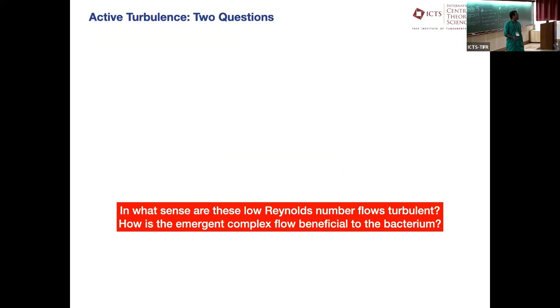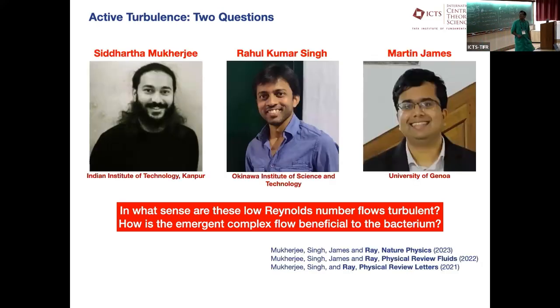And the question that naturally arises for someone like me with a background in classical turbulence is to ask: in what sense are these low Reynolds number flows turbulent? And the question that I won't have time to discuss at any length is how is this emergent flow beneficial to the bacterium itself?